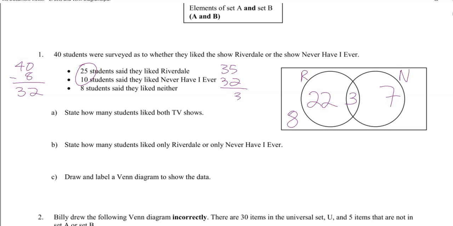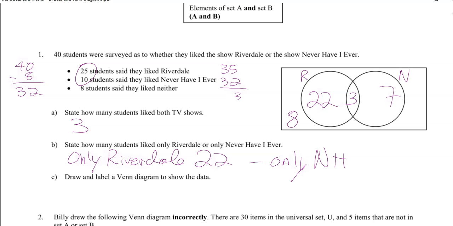So how many like both TV shows? 3. Okay, so in the overlap is both Riverdale and Never Have I Ever. How many liked only Riverdale? So only Riverdale, 22. Only Never Have I Ever. How many liked only Never Have I Ever? 7.